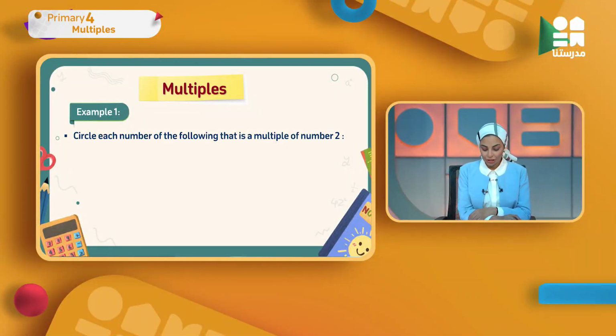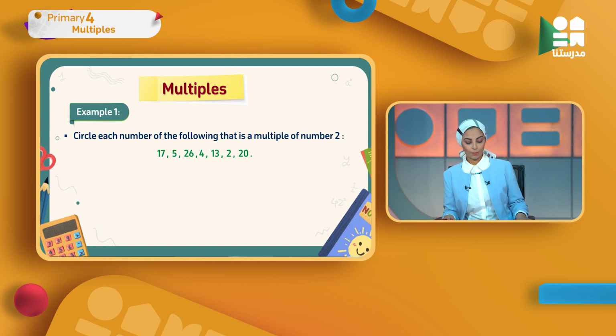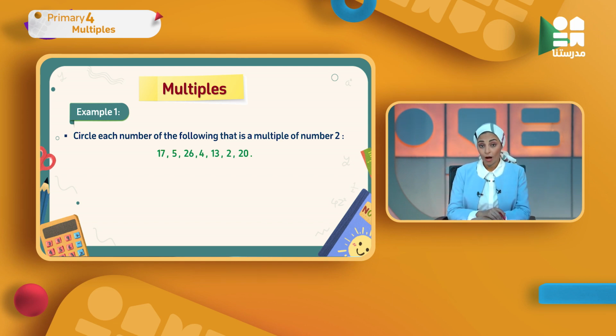Now, let's solve some examples. Example number 1. Circle each number of the following that is a multiple of number 2. You want me to find the numbers which are multiples of 2. Here I have number 17, number 5, number 26, number 4, 13, number 2, and 20. Can you circle the numbers which are multiples of number 2?